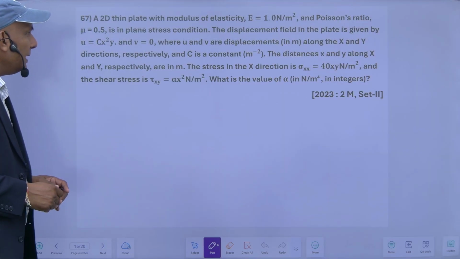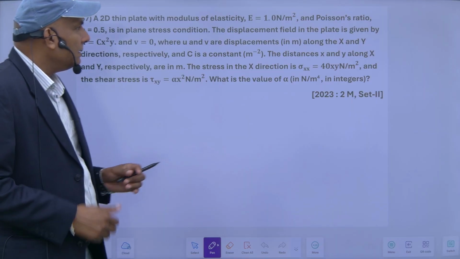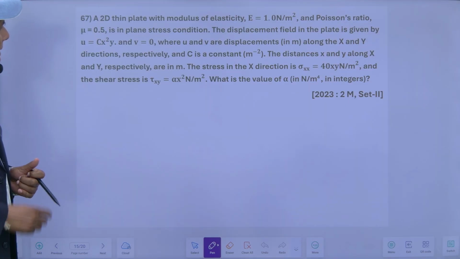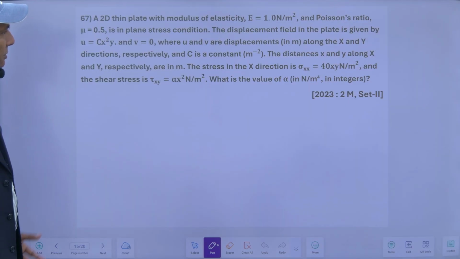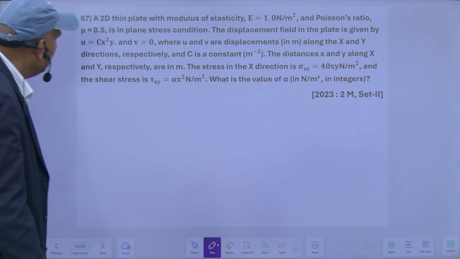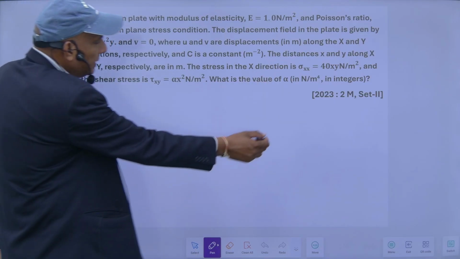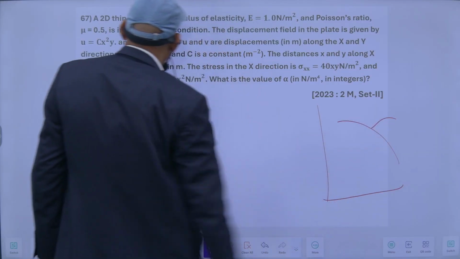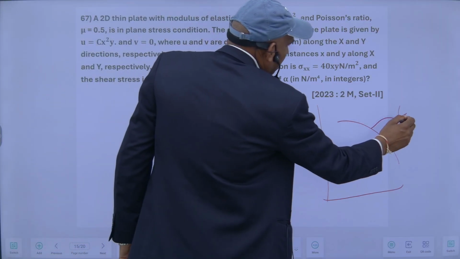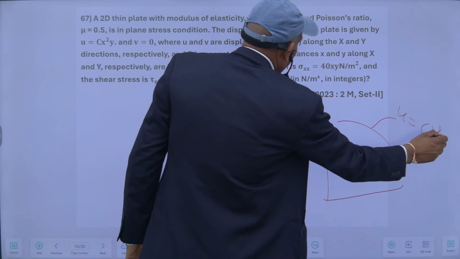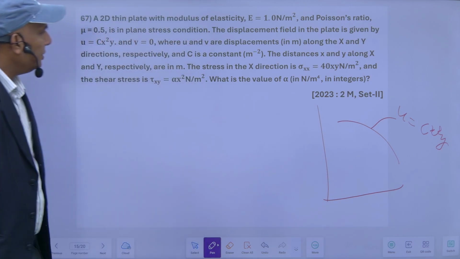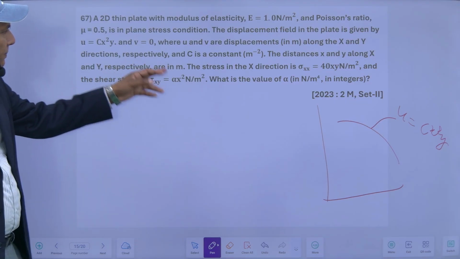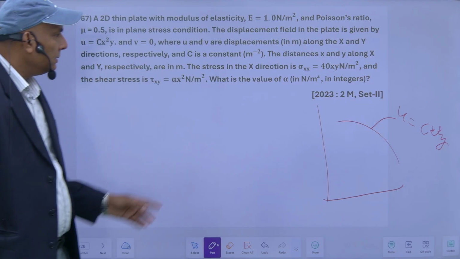A 2D thick plate with modulus of elasticity E and Poisson ratio mu is in a plane strain condition. The displacement field in the plate, in the xy plane, is given by u equal to c x squared y, where u and v are the displacements in meters along the x and y directions, and c is a constant.